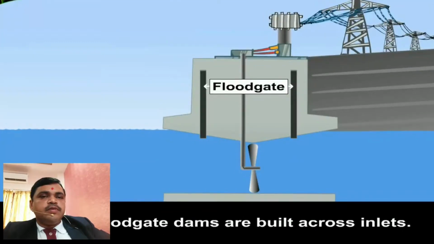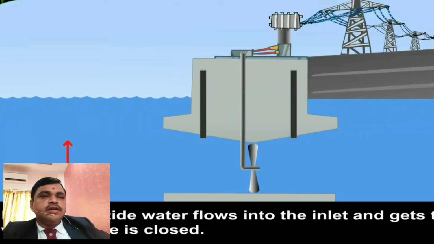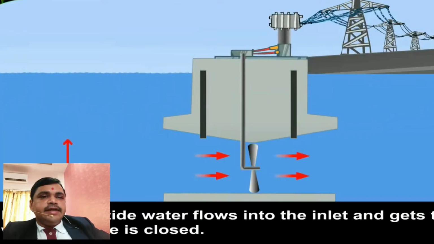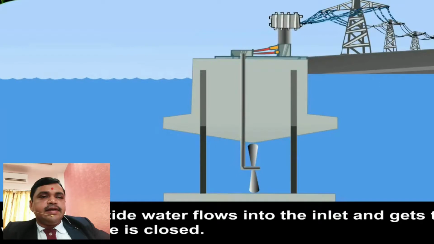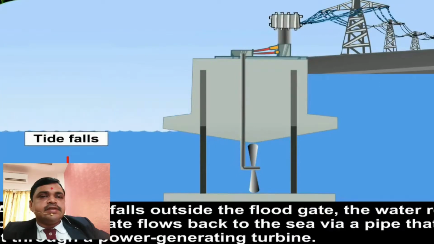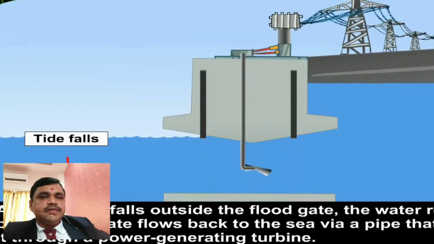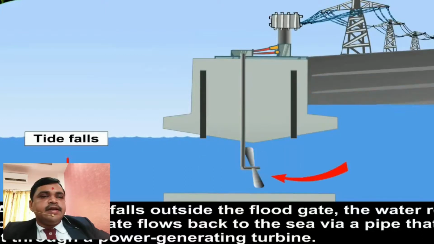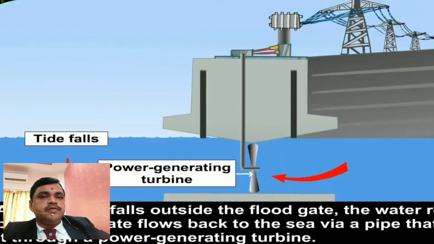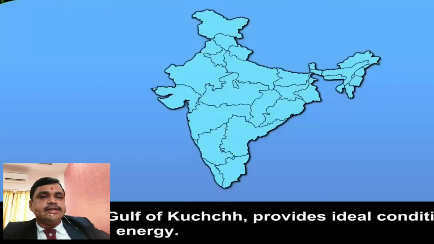With the help of the moon and sun, tides arise in the sea. So when high tide arises, we fill up the reservoir, and in low tide, it is emptied using a turbine, which generates electricity.